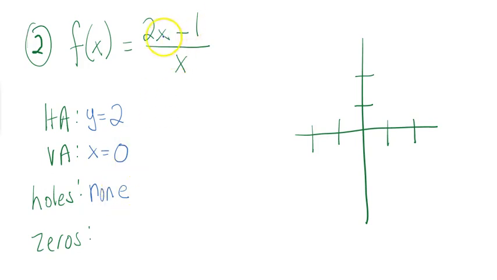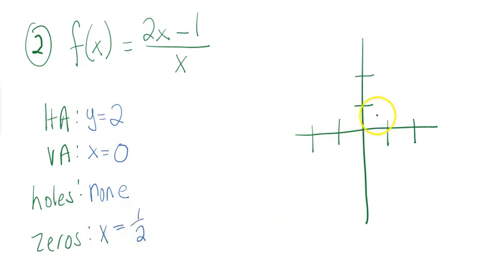And then finally, my zeros are what gives us a 0 on the top. And this might be one of those situations where you have to do your scratch work and set 2x minus 1 equal to 0 and solve. Or some of you might be able to see that if it was a 1/2, 2 times 1/2 minus 1 would give us a 0 on top. So we're going to have a 0 of 1/2.